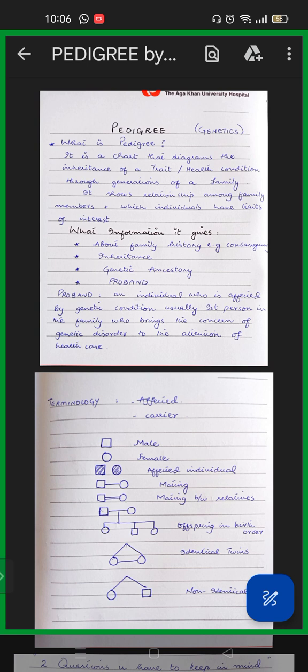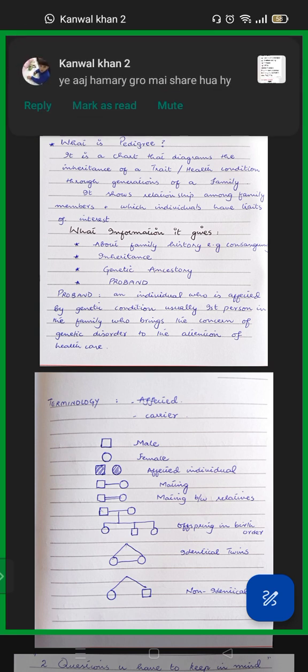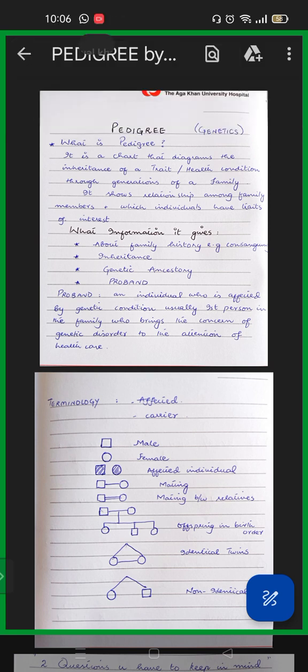It is a chart that diagrams the inheritance of a trait or health condition through generations of a family, and it shows the relationship among the family members and which individuals have the traits of interest. It is the graphical representation of the inheritance, right? What information does it give you?